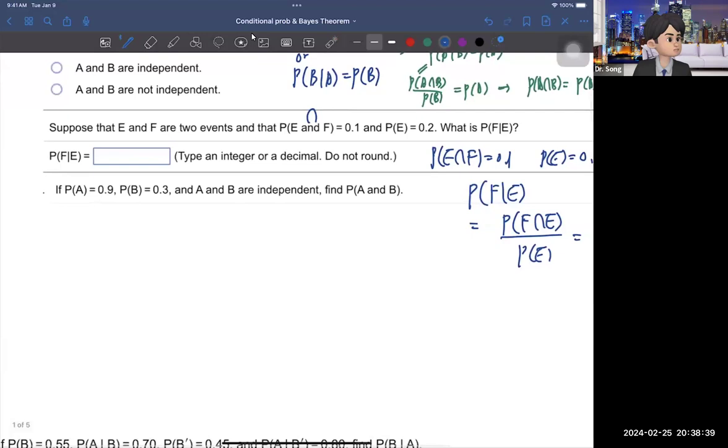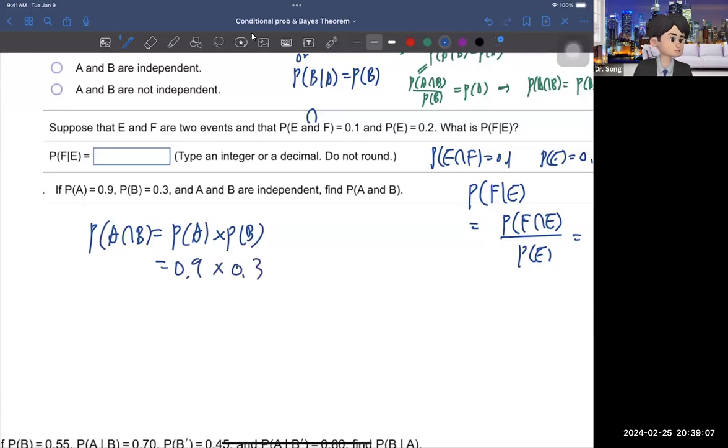And then the question here, probability A is 0.9, probability B is 0.3, and we have the information that A and B are independent. Given that, can you find the probability A and B? Yes. We can use the meaning of the independence. Probability A and B equals probability A times the probability B. So the right-hand side, we know that probability A is 0.9, probability B is 0.3. You just need to find the multiplication, then you can find the answer. That is conditional probability and some examples.